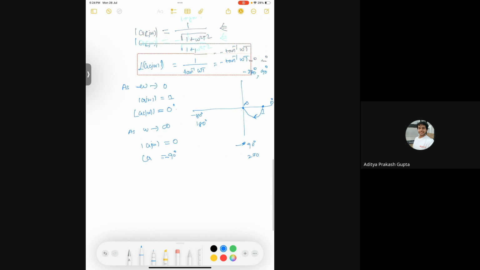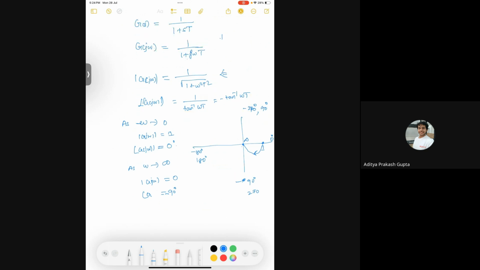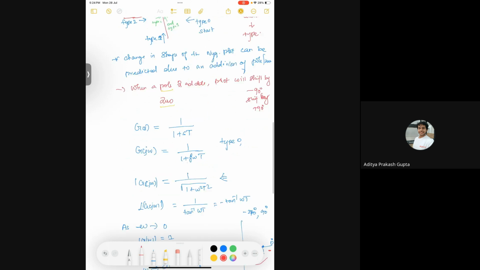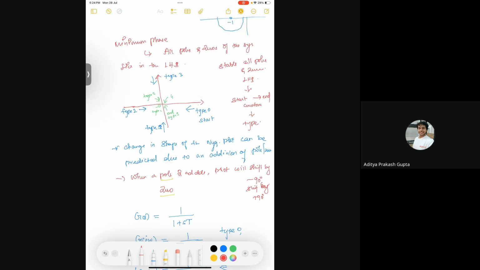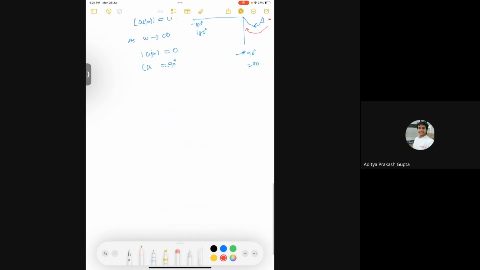So this is a type 0 system. It starts from this end and ends at this end. Similarly, if you try different types, you will notice this trend. Type 1 starts from here and ends here. Type 1 will just shift by minus 90 degrees. This is another thing.